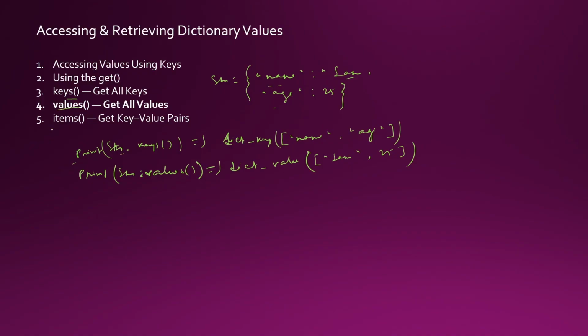The fifth one is items. It gets key and value pairs as a sequence. If I write print student dot items.